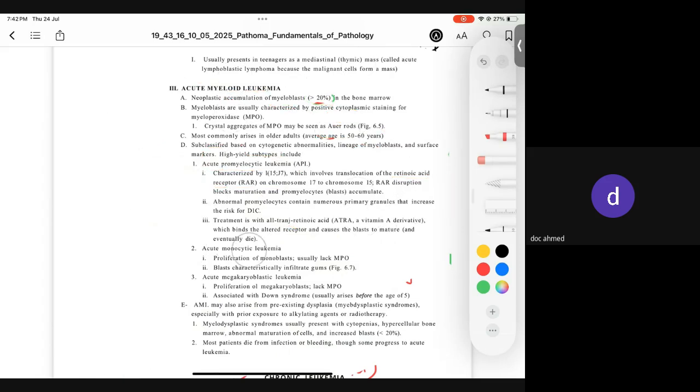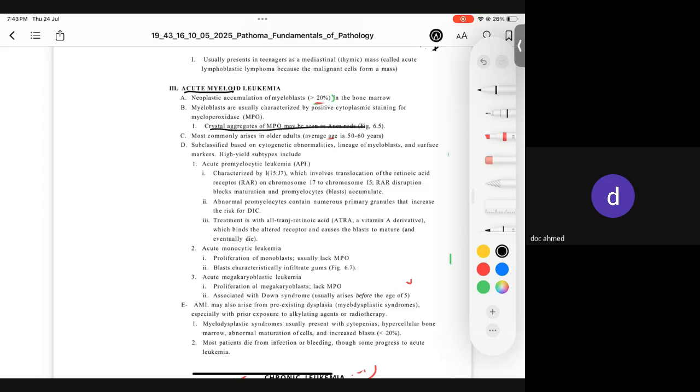As we discussed acute lymphoblastic, let's come towards acute myeloid leukemia. Acute means it's a cancer of which cells? Blast cells. Myeloid means it's basically blast cells of your myeloid lineage, more than 20% in the bone marrow. They are going to have MPO or Auer rods. Why? Because they are myeloid, specific for myeloperoxidase. The crystals of MPO are going to aggregate, causing Auer rods.